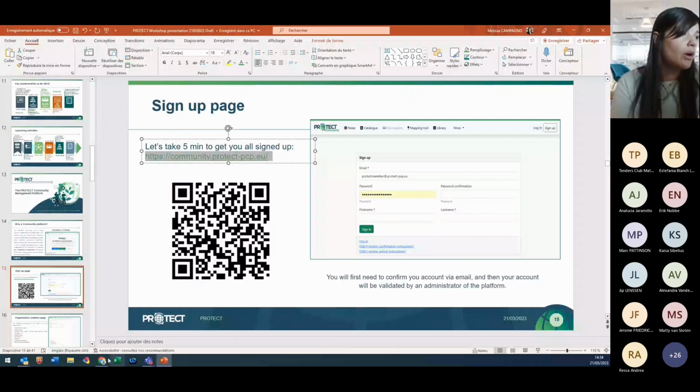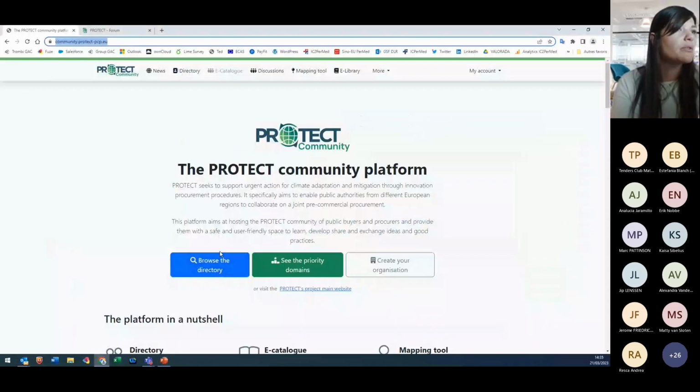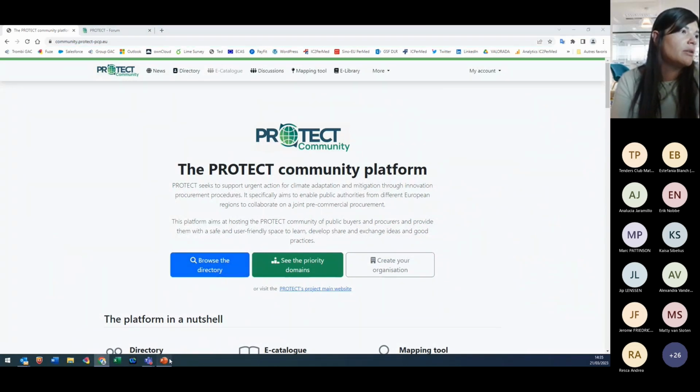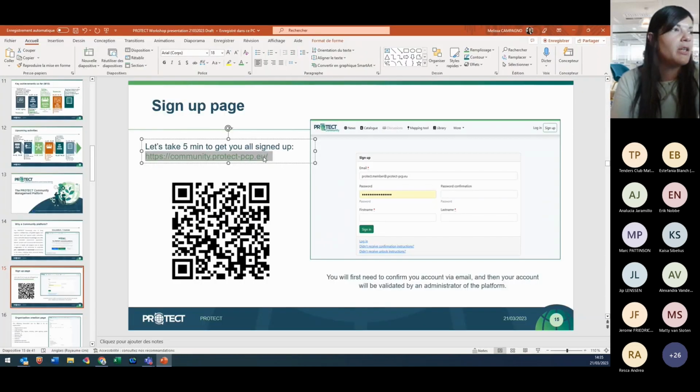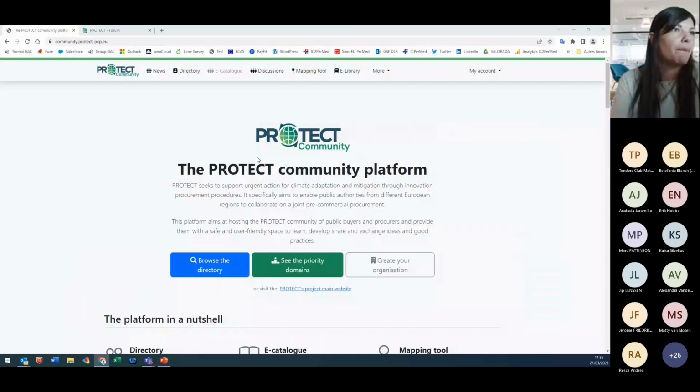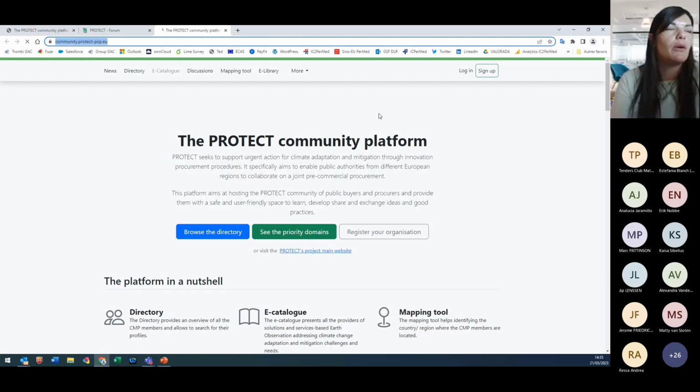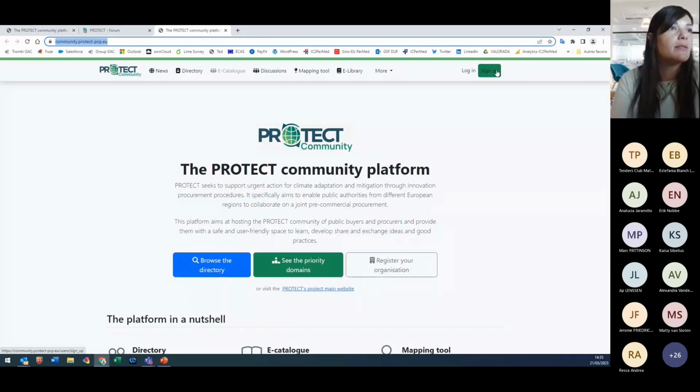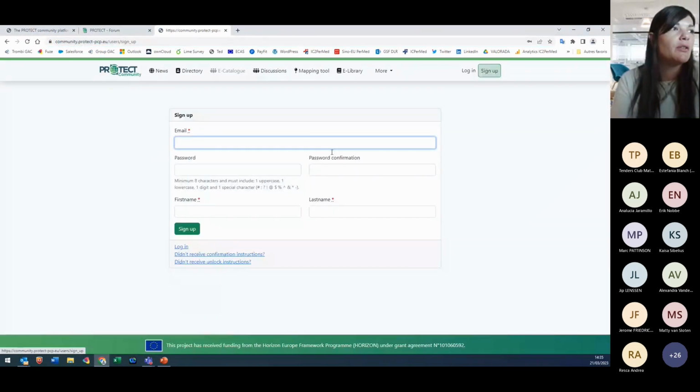And so how does the Protect community work? Well, you may land on this page here. And actually, let me click on the link too, so we get to the sign up page all together. So you land here, you may want to click sign up, and here you can enter your email address.